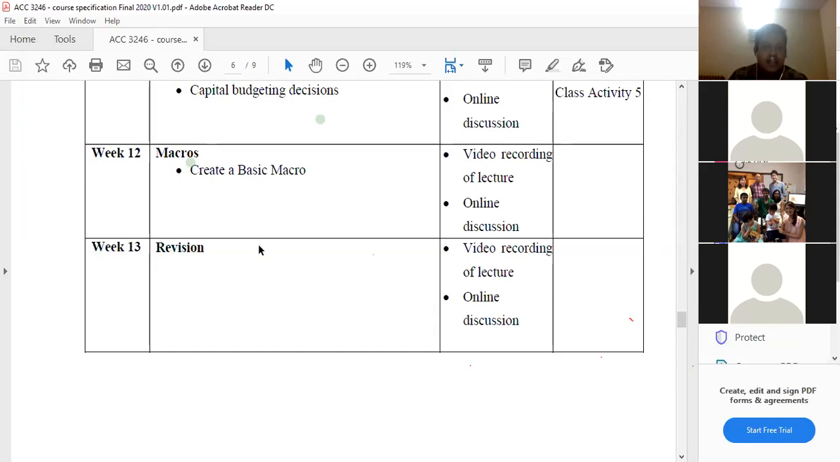Then in week 13, we have dedicated that to a revision session. In fact, we have planned a discussion of some past paper questions. Some important past paper questions will be taken up for discussion, and the video recording and online discussion will be uploaded. So that's how we have planned our learning and teaching.